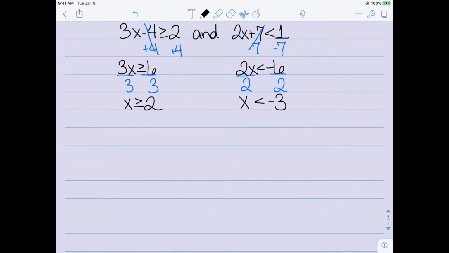So this one's a little bit trickier because I need values that are bigger than 2, but at the same time they have to be smaller than -3. And we can see that there's no number that satisfies both of these inequalities. There's no number that at the same time is larger than 2 and smaller than -3. Therefore, this system has no solution.